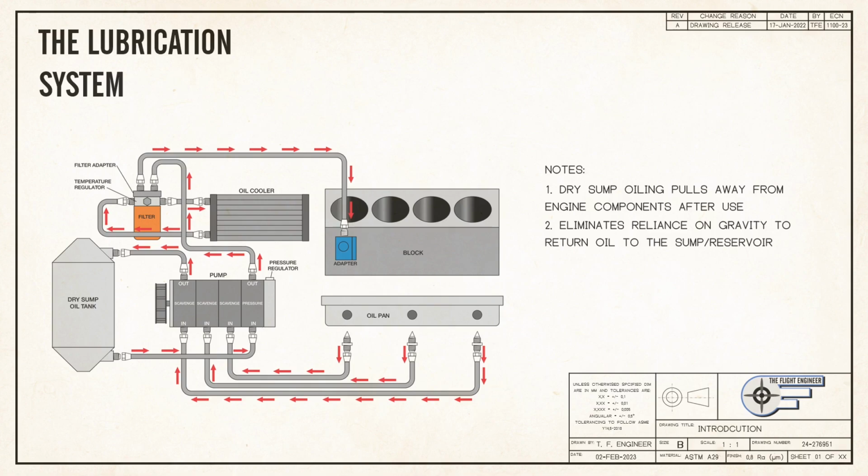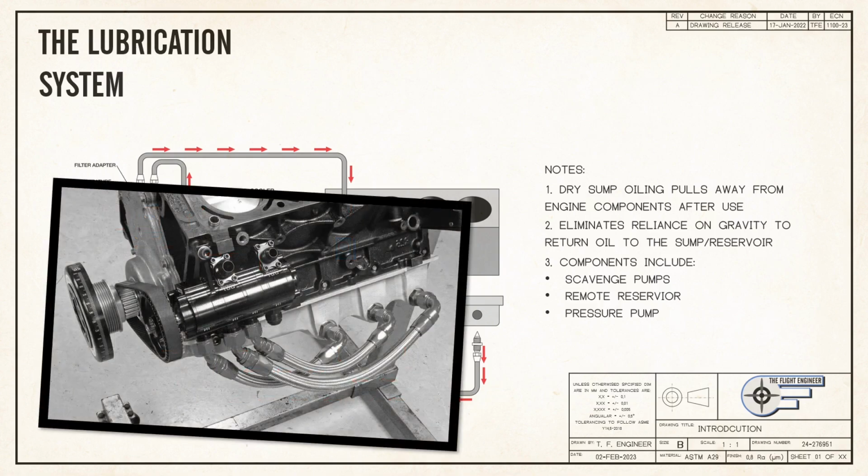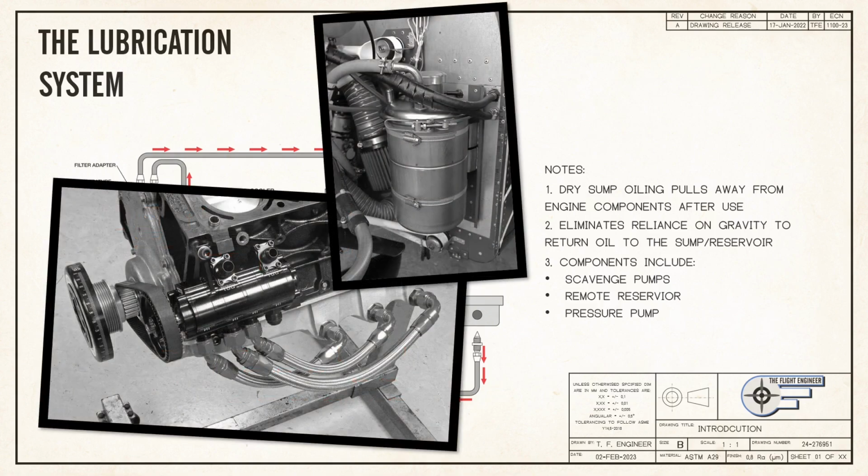Finally, the collection of oil in a remote reservoir can reduce aeration in the fluid and lower its temperature. In the typical dry sump system, scavenge pumps pull oil out of the crankcase and deliver it to a remote reservoir. From there, the oil follows the traditional path, being filtered, cooled, and pressurized for delivery back to the engine.